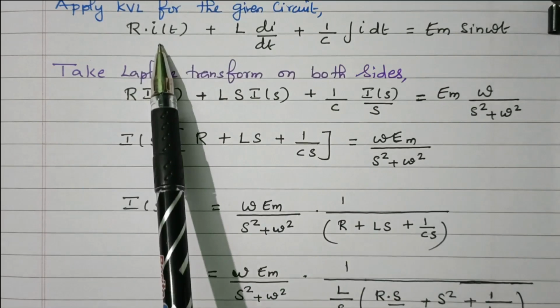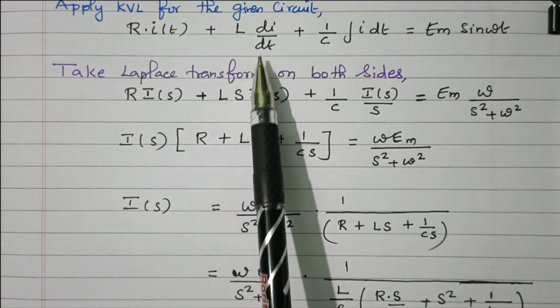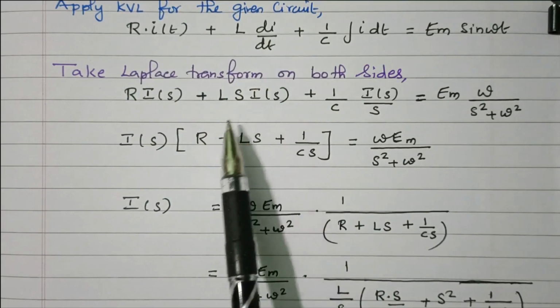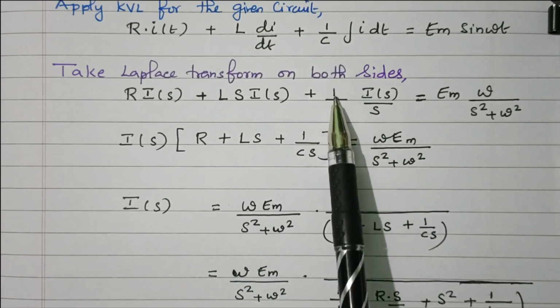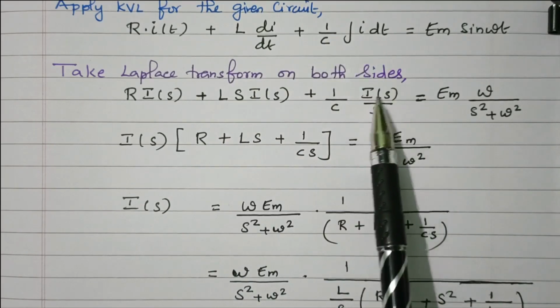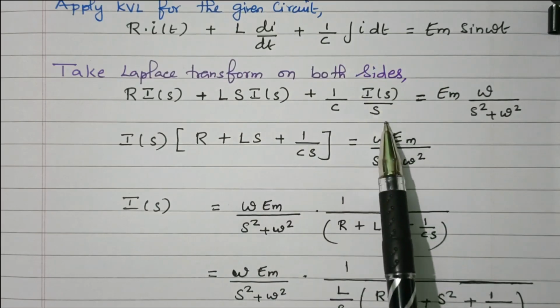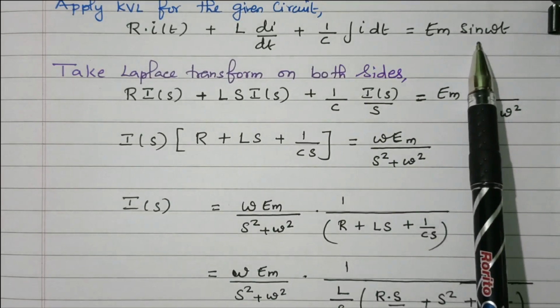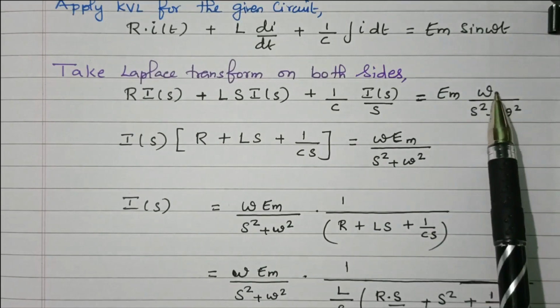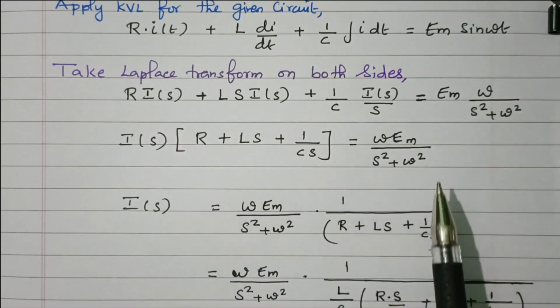R is constant, and the Laplace transform of I of t is I of s. Plus L is constant, and the Laplace transform of di by dt is s into I of s. Here the initial charge will be there, but we assume that the initial charge is 0. 1 by C is constant, and the Laplace transform of integral I dt is I of s divided by s. Em is constant, and the Laplace transform of sin omega t is omega divided by s square plus omega square. Now we have taken the Laplace transform on both sides.